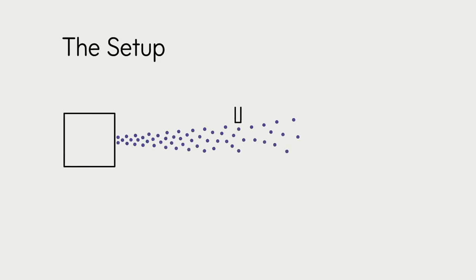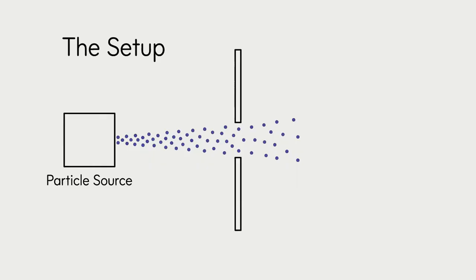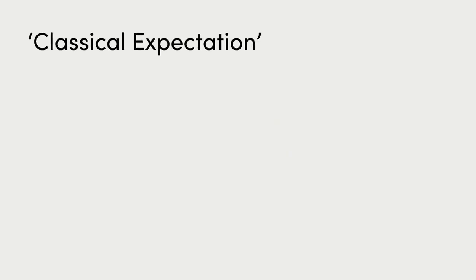Picture the setup first, because nothing here is abstract yet. You have a source that sends particles forward. In front of it is a barrier with two very narrow slits close together. Farther back is a screen that records where each particle lands. That's the entire experiment. Now start with classical expectations.